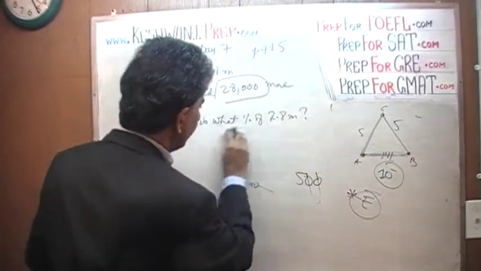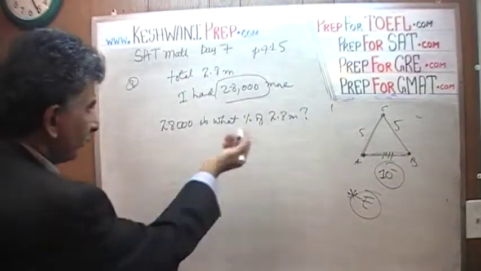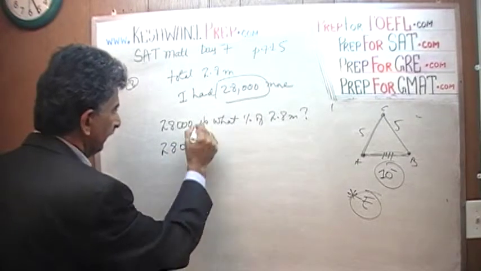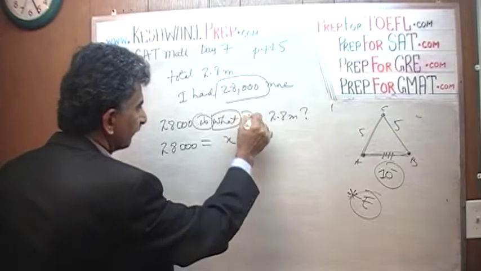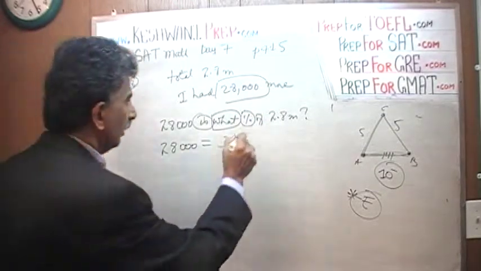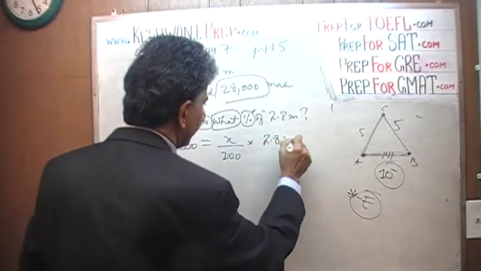Another way we could have figured it out is in a more traditional, more classical way, by setting up an equation. 28,000 is, meaning equals, what? We replace it with x. Percent means over 100. Of means multiply times 2.8 million.